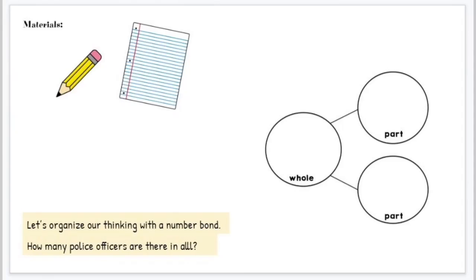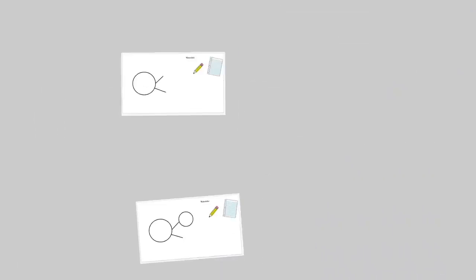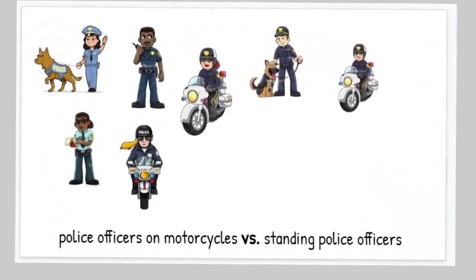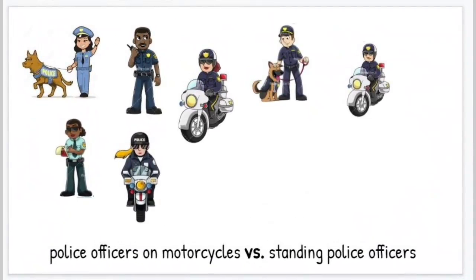So let's organize our thinking with this number bond. How many police officers are there in all? Are there in all? All is A-L-L. I got excited there and put 3 L's, I guess. Going back to the picture, take a look. How many police officers are there in all?